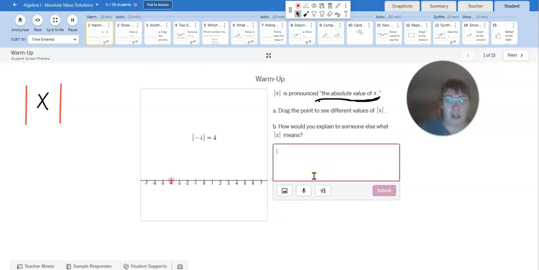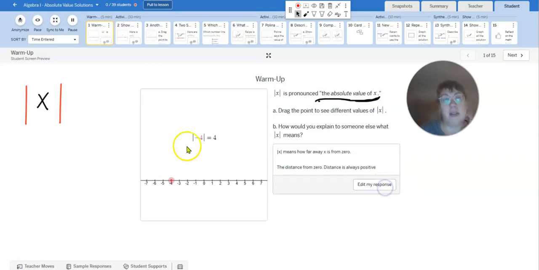And the reason for this is because the absolute value of x means how far away x is from 0. So it is the distance from 0, distance is always positive. So that's why we notice when we have the absolute value of -4, it's a positive 4 because -4 is 1, 2, 3, 4 spaces away from 0. So we're counting and figuring out how far it is from 0 to get the absolute value.